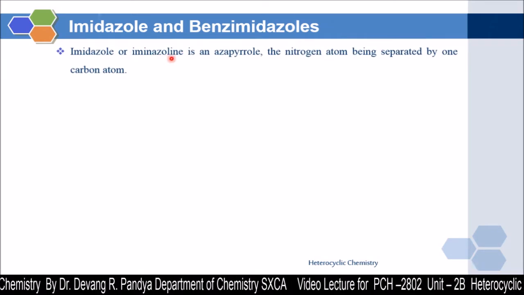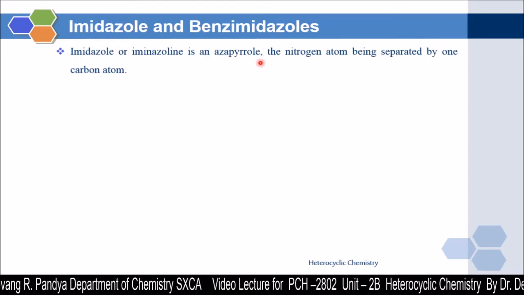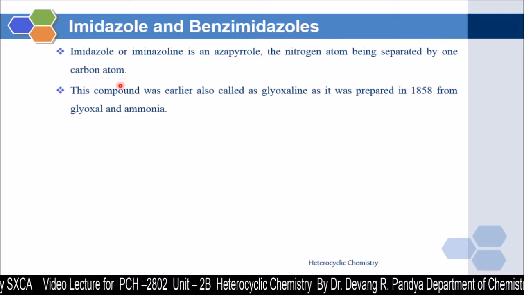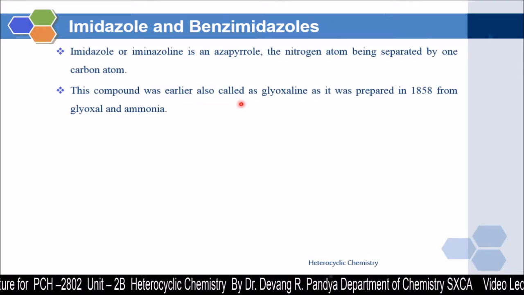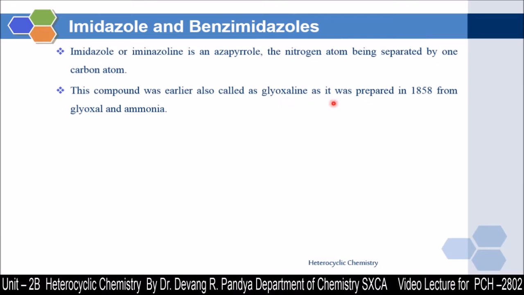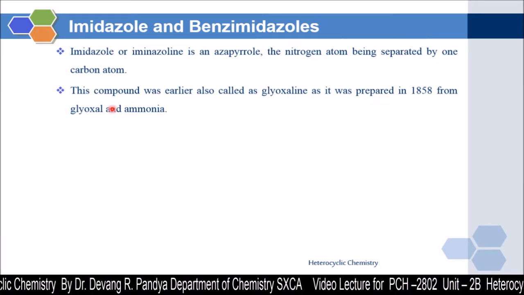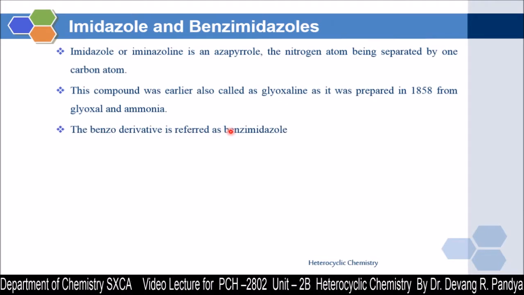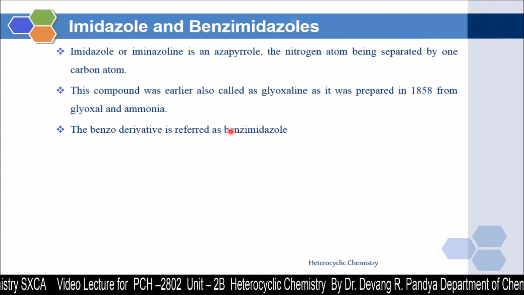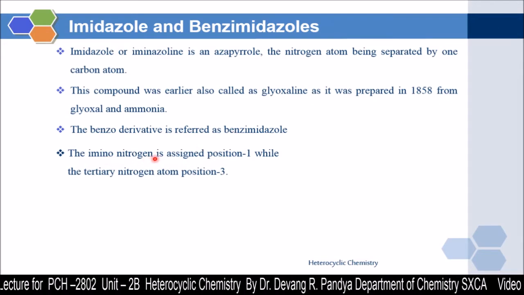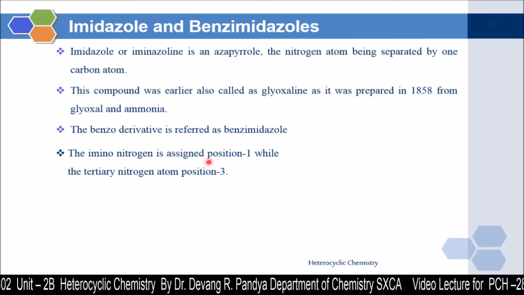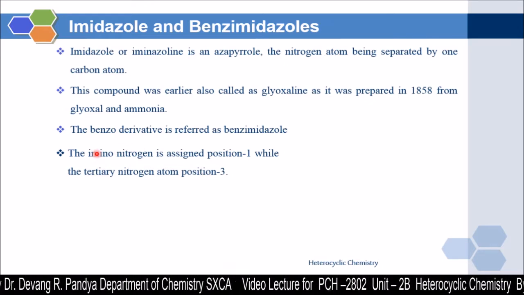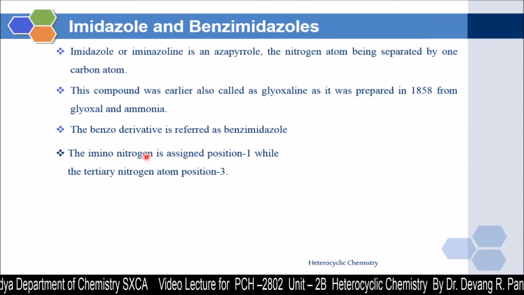Imidazole is an azapyrrole, with the nitrogen atoms separated by one carbon atom, that is 1,3-azole. This compound was earlier also called glyoxaline, as it was prepared in 1858 from glyoxal and ammonia. The benzo derivative is referred to as benzimidazole, a fused structure which we are going to discuss later on. The imino nitrogen is assigned position 1 and the tertiary nitrogen atom position 3. So the imino nitrogen is given priority compared to the tertiary nitrogen.